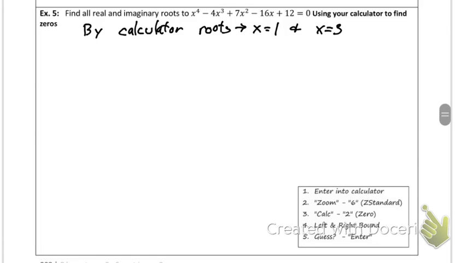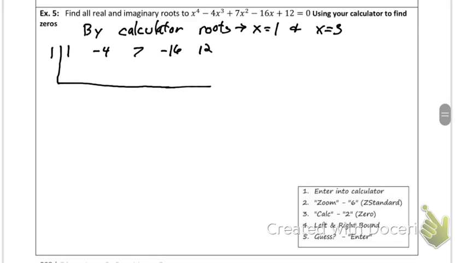So what I'm going to do first, since one of my roots is 1, I'm going to divide 1 into it. So I'm going to use synthetic division. Basically, I'm double checking. So we have 1x to the fourth, negative 4x cubed, 7x squared, negative 16x, and a 12.